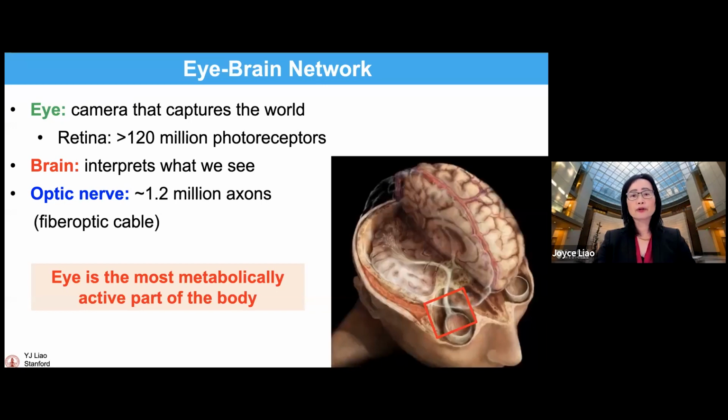The eye-brain network brings us vision by capturing the visual information and regulating the way that we repeatedly control the eye movement so we could capture this information. The eye works as a high-resolution camera that captures the world using over 120 million photoreceptors. This massive amount of visual information is transmitted to the brain for interpretation via the optic nerve. The optic nerve is a bundle of about 1.2 million axons. This is really our own fiber optic cable. Because this process is so intensive in terms of data and rapid, the eye is among the most metabolically active part of the body.